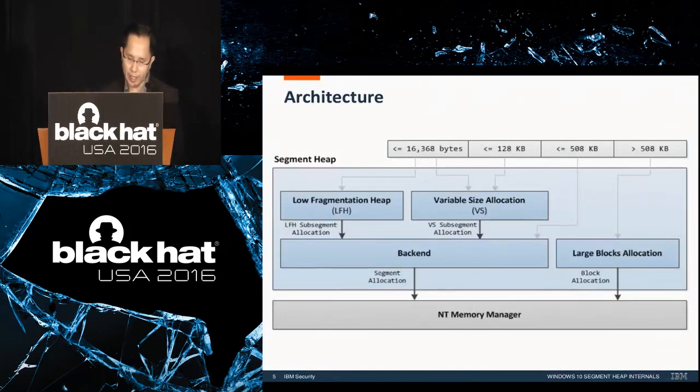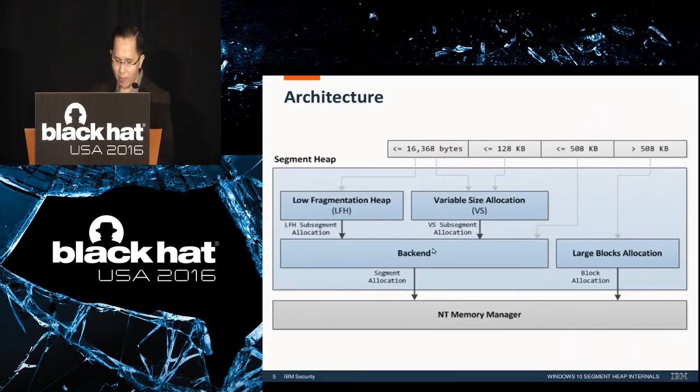Here's the architecture of the segment heap. It consists of four components. The backend part here uses the NT Memory Manager APIs for creating and managing the segments where backend blocks are allocated from. And on the top of that is the low fragmentation heap, or LFH. It is similar in purpose to the LFH in the older heap implementation, but as you'll see later, the data structures used are different. The LFH depends on the backend for creating the LFH subsegments where the LFH blocks are allocated from.